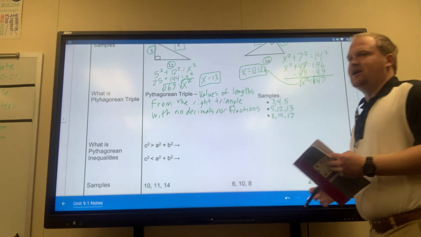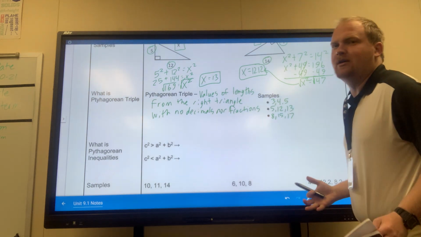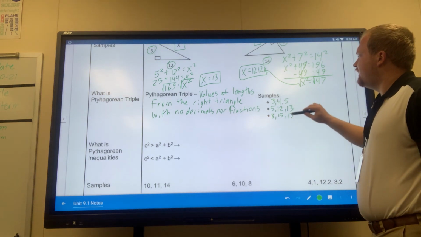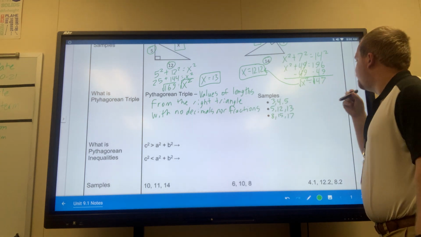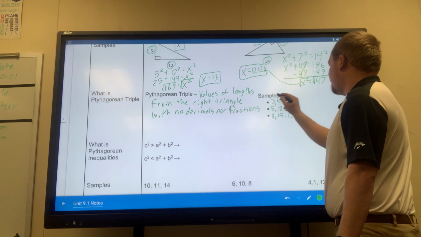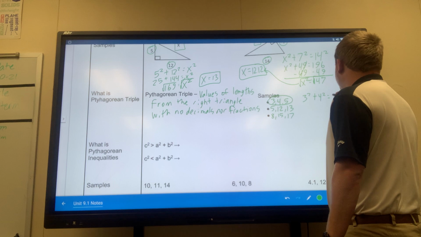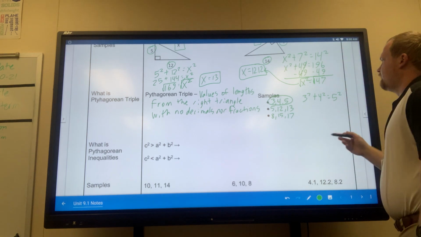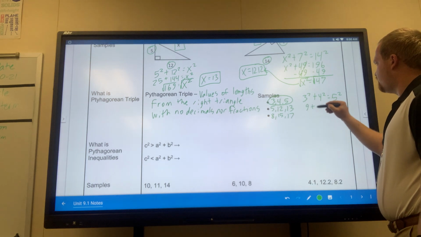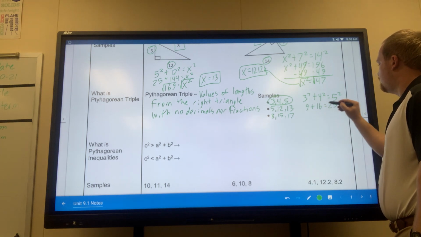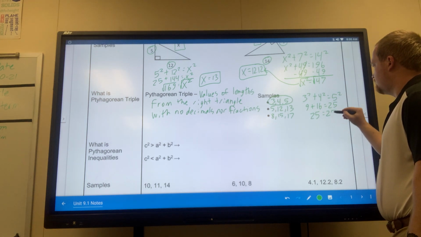Okay? So basically, there are plenty more we can come up with, but these three right here are good examples of Pythagorean triples. If I square these, for example, 3 squared plus 4 squared equals 5 squared. If I work it out, they're going to equal each other. So 3 squared is 9, plus 16 equals 25. 9 plus 16 is 25.